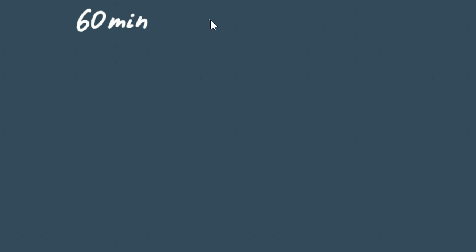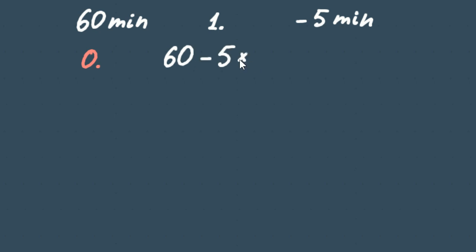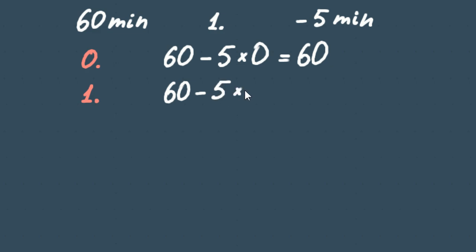And for one mistake that was made in the homework, your playing time in a computer game is reduced by 5 minutes. If you don't make a single mistake in a homework, then your playing time won't change. I'll multiply 5 by the number of mistakes and subtract it from 60 minutes. If you make one mistake, then your playing time will be reduced by 5 minutes, so you have 55 minutes left to play a computer game.